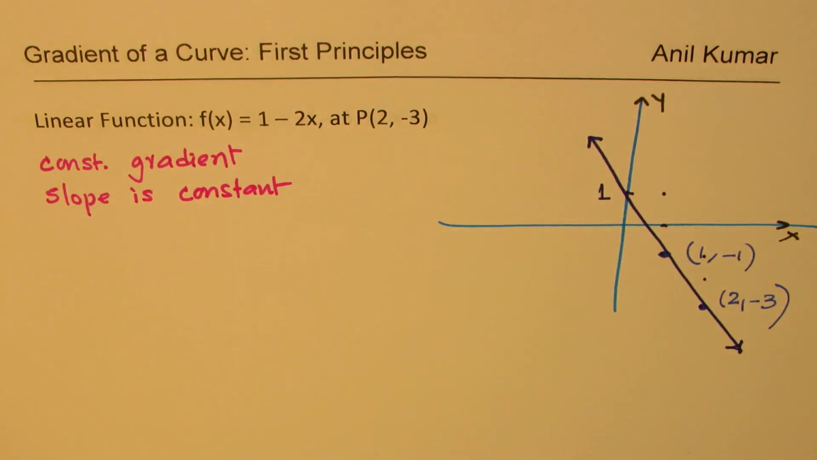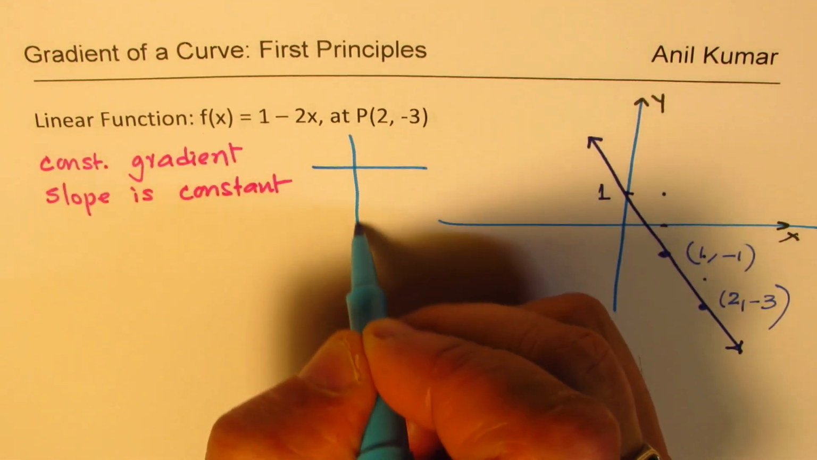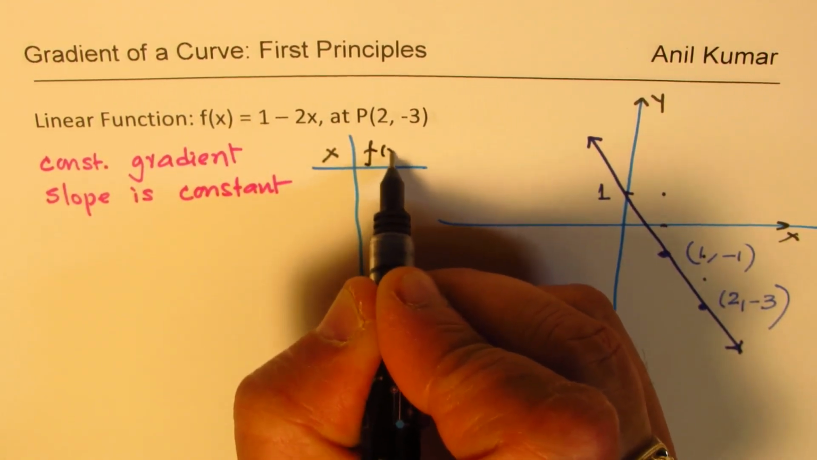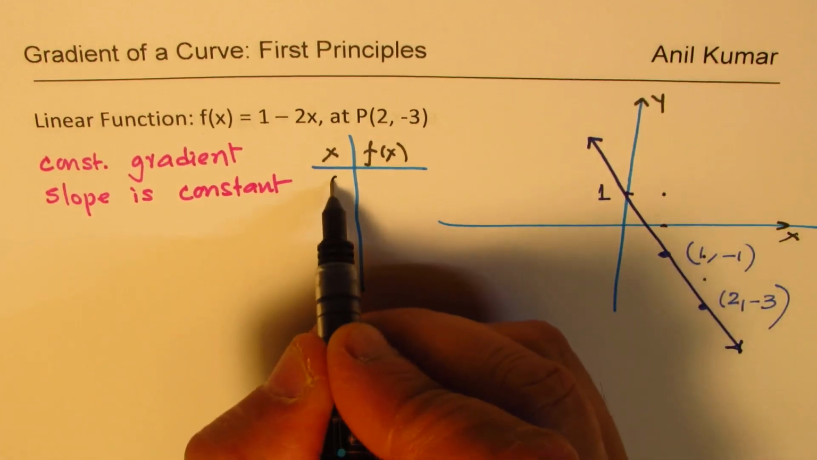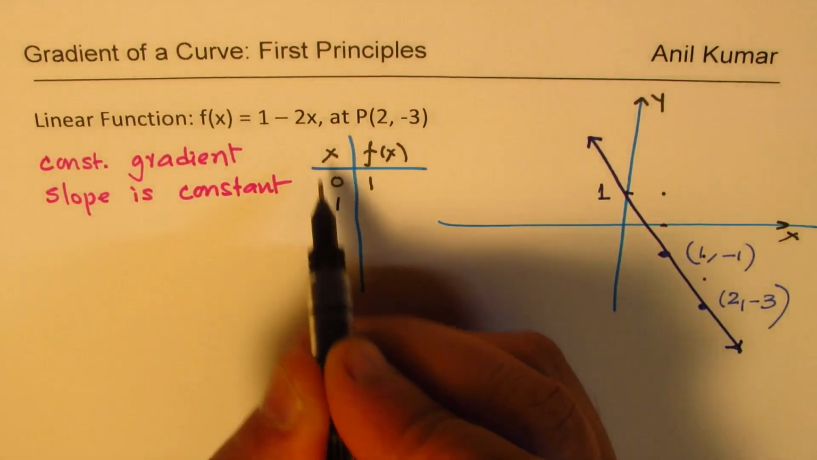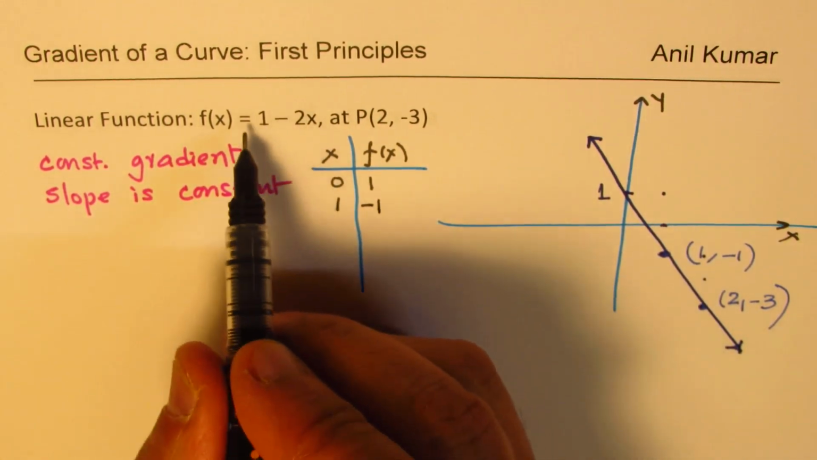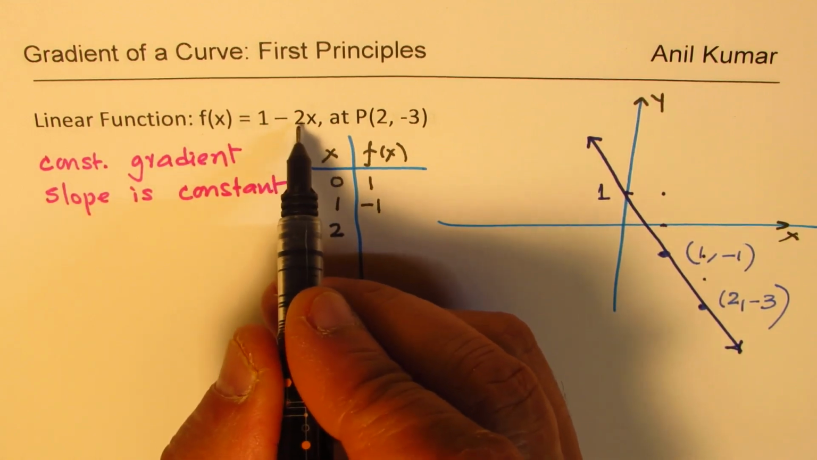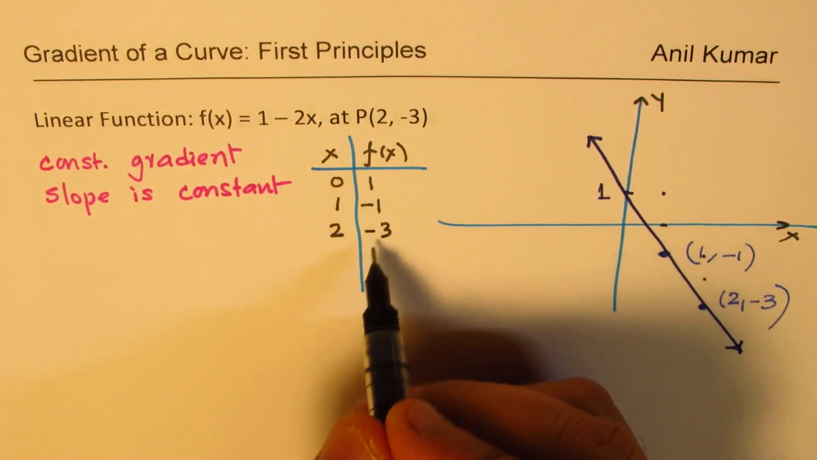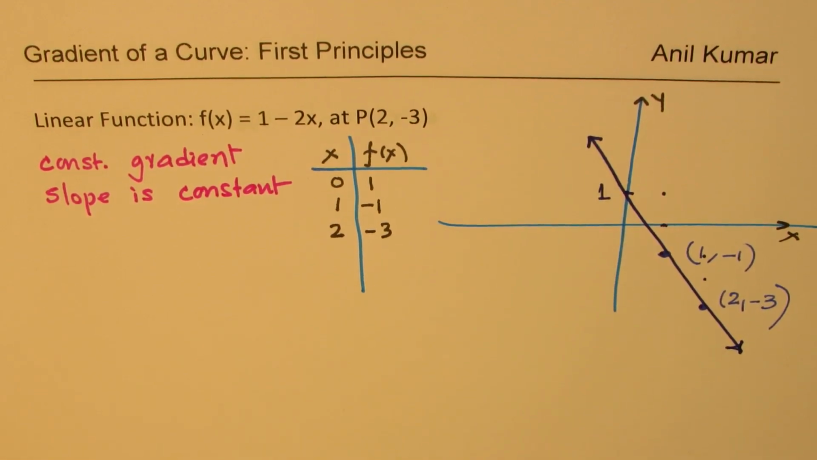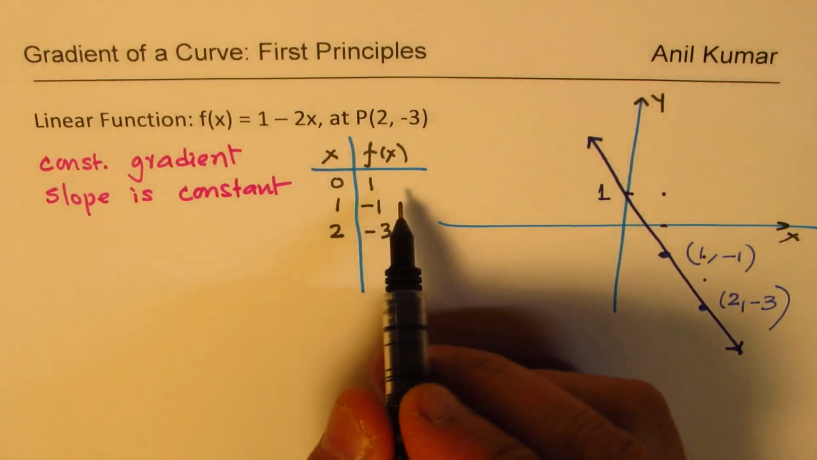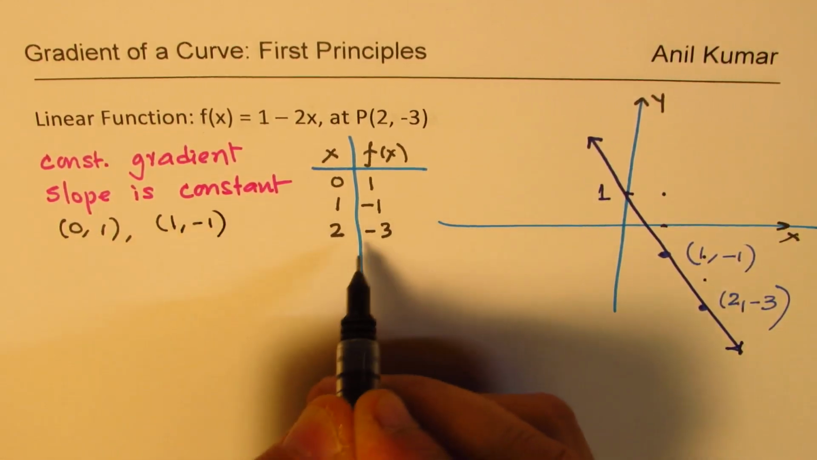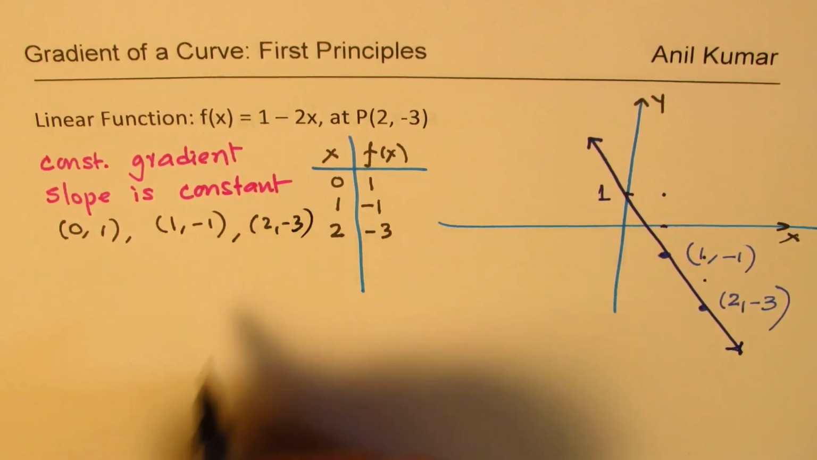So what I did was that I just drew a table here. For different values of x, I found the value of f of x. Starting with x equals 0, I got 1. At x equals 1, if I substitute here, I get minus 1. And if I substitute x equals 2, I get 1 minus 4, which is minus 3. Using these points, I have plotted a line. You got the idea, right? So I have a set of points which are 0, 1, and then 1, minus 1, and then 2, minus 3.